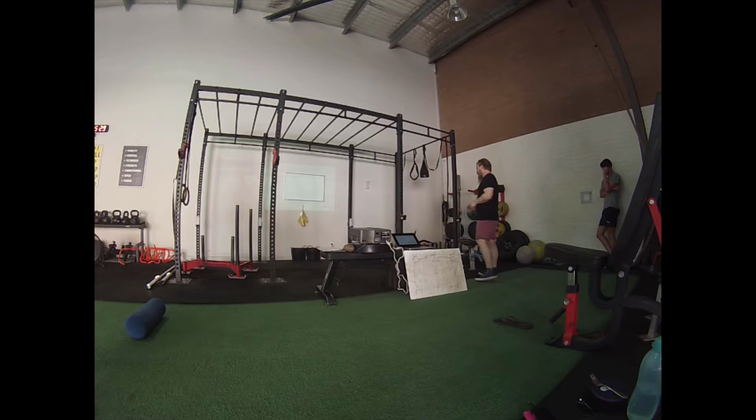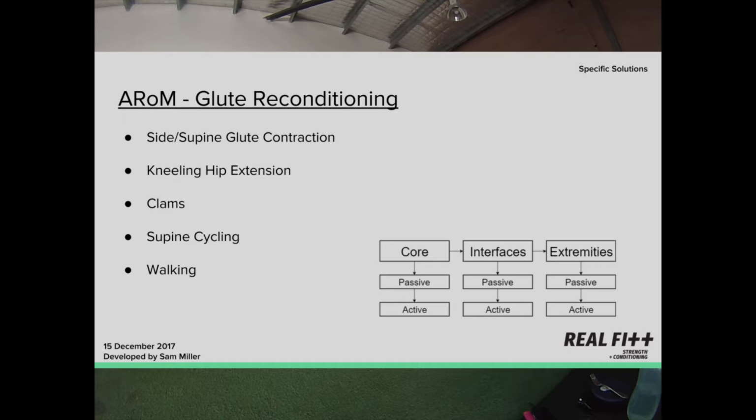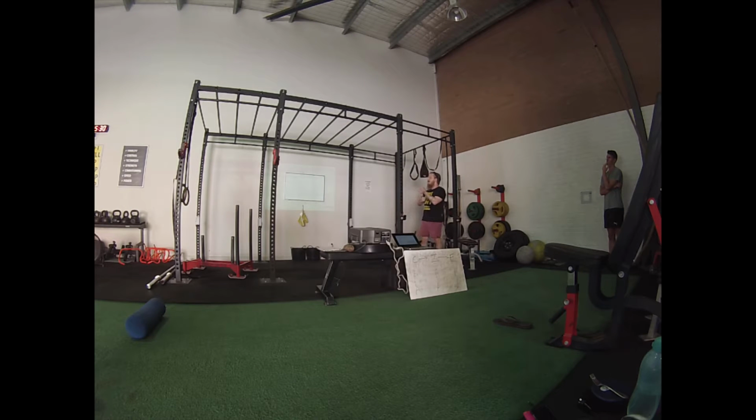If you don't have a Compex, something that Joe and I worked on a couple of years ago is a glute reconditioning program, which works. It just takes a lot longer. There are a few exercises in there, and all those rules for fixing motor control problems still apply. You've got a side-lying glute contraction, kneeling hip extension, clams, supine cycling, and walking. So we'll go through all of those.